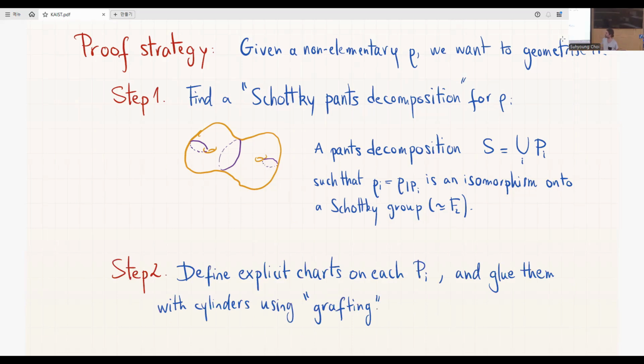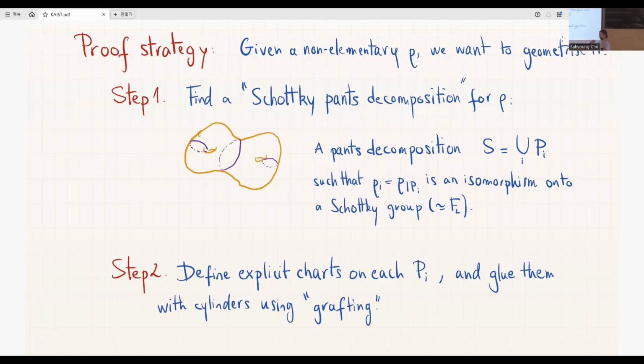Well, the point of this first step is that the Schottky group on each pair of pants is easy to geometrize. It's actually not too hard, from the definition of a Schottky group, to find explicit charts into CP1 such that the holonomy is your given Schottky representation. So you can find charts on each pair of pants that give you the right holonomy.